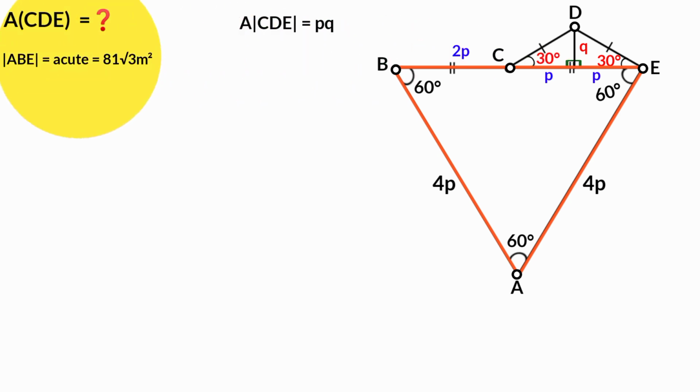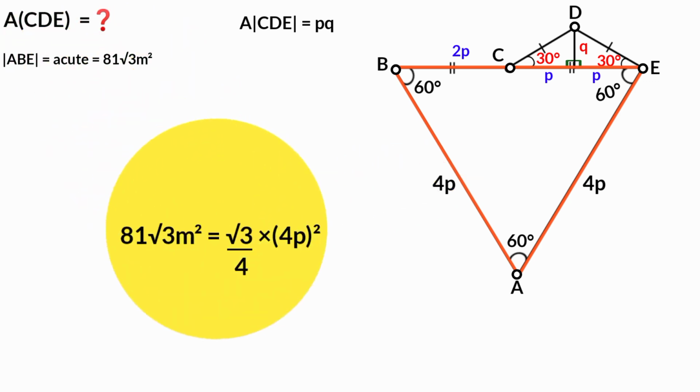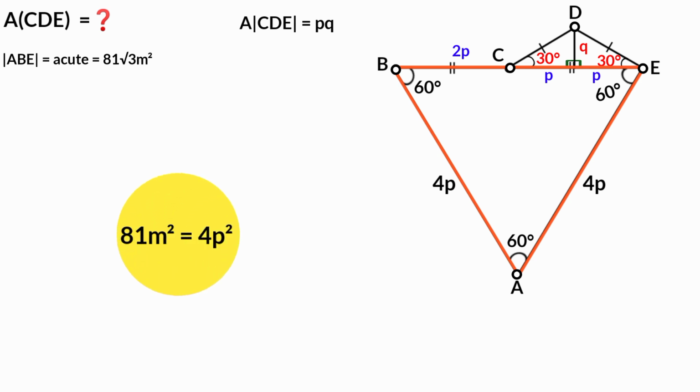Now here we have the area of triangle ABE to be 81 root 3 meters squared. The formula for calculating the area of an equilateral triangle is root 3 over 4 a squared. a is the length of one of its sides. That is this. So a equal to 4p. Substitute here 81 root 3 meters squared equal to root 3 over 4 all multiplied by 4p all squared. 4p all squared is 4p times 4p. 4p times 4p is 16p squared. 16p squared divided by this 4 is 4p squared. This root 3 cancels this root 3. So 81 meters squared equal to 4p squared.